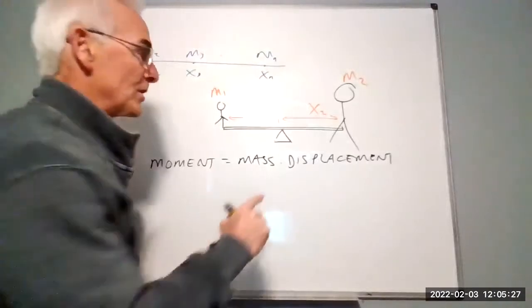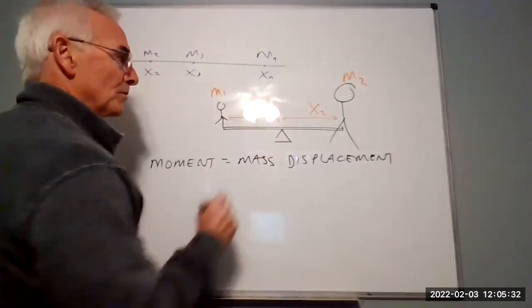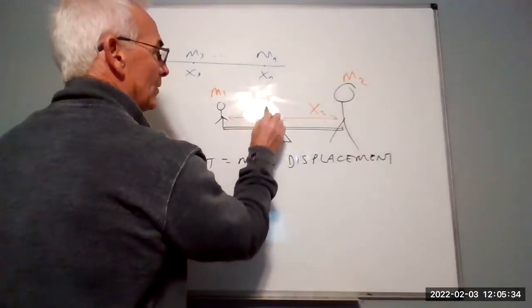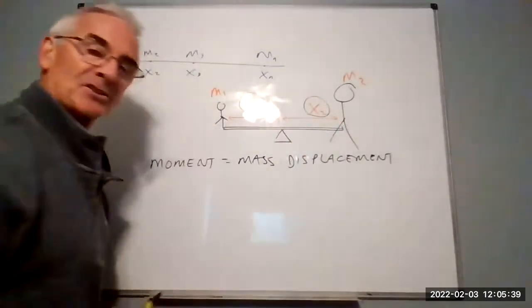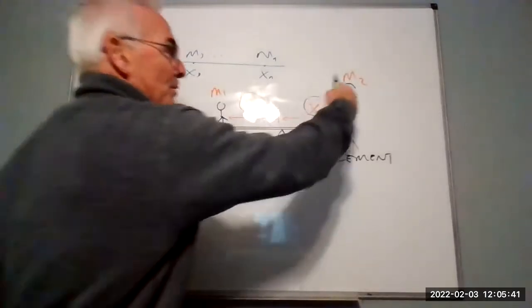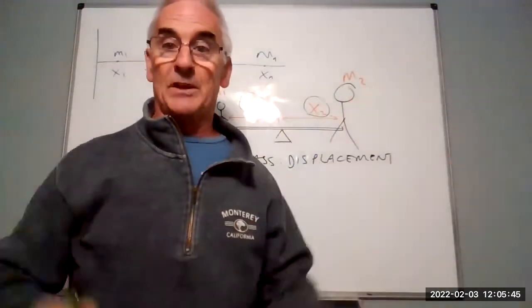So therefore, you are correct when you said move the fulcrum this way. In fact, how far should I move the fulcrum? I should move it until x1 is exactly twice x2. Because if this person weighs twice as much, but this person has twice the distance, then I will get perfect balancing.